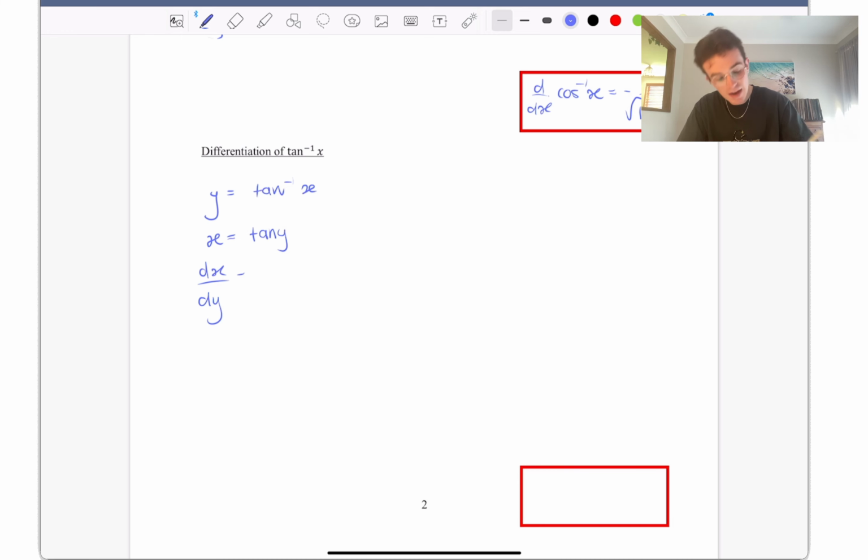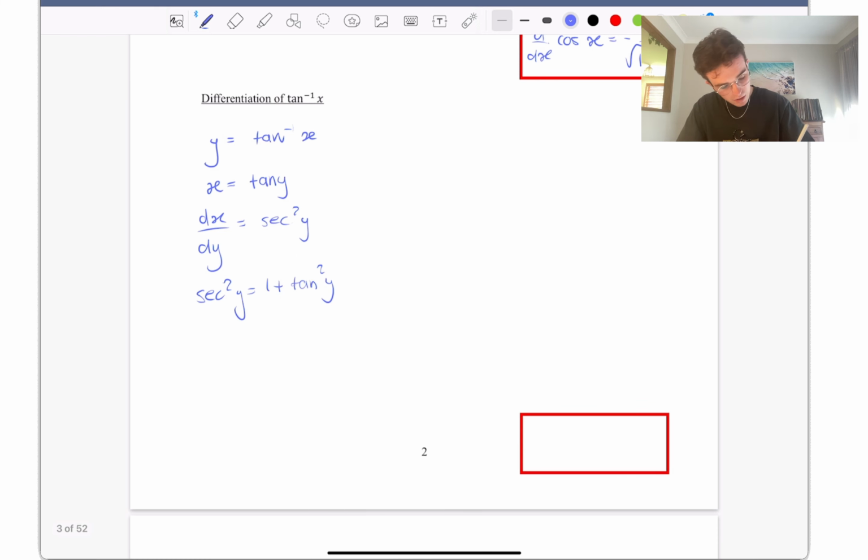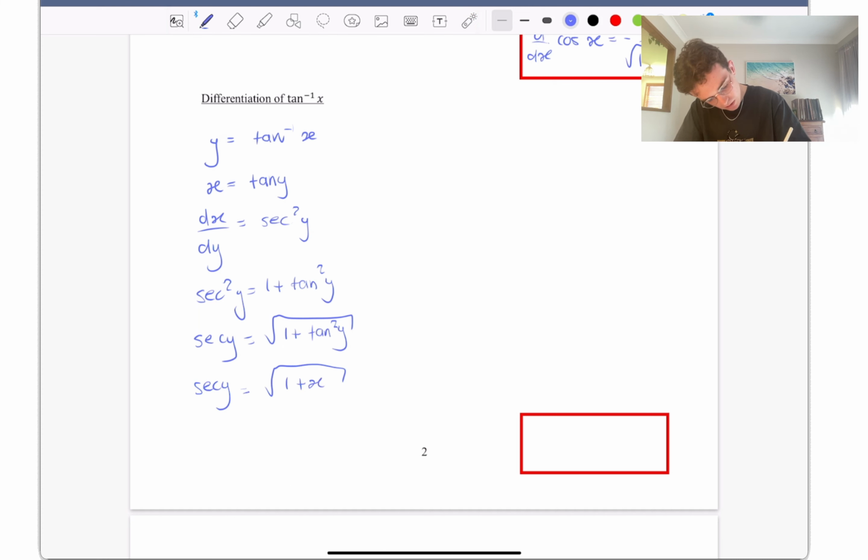Hopefully we remember from advanced that the differentiation of tan is sec squared. So this is sec squared y. Now we also know that sec squared y would equal 1 plus tan squared y. That's back to one of our advanced properties, which means that sec of y is equal to the square root of 1 plus tan squared y. But we've said that x is tan y, so sec of y is equal to the square root of 1 plus x squared.